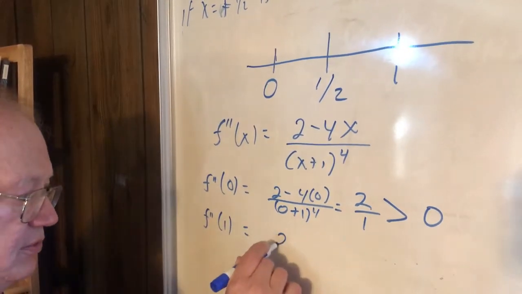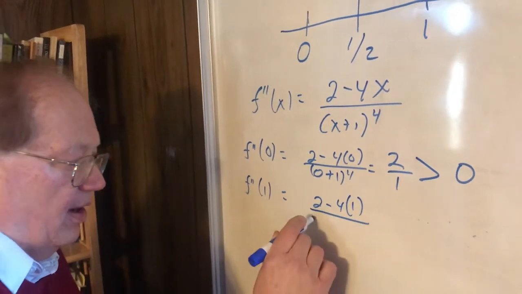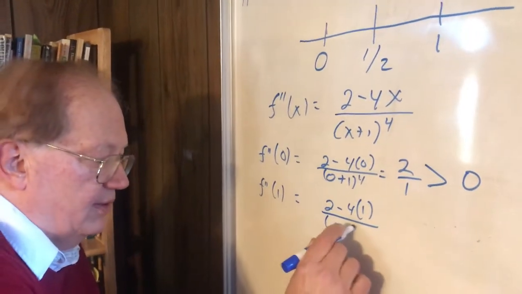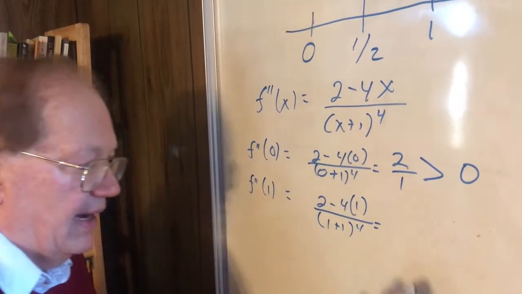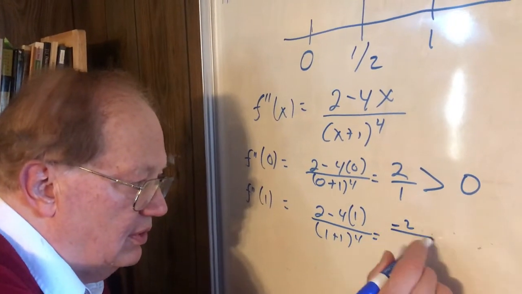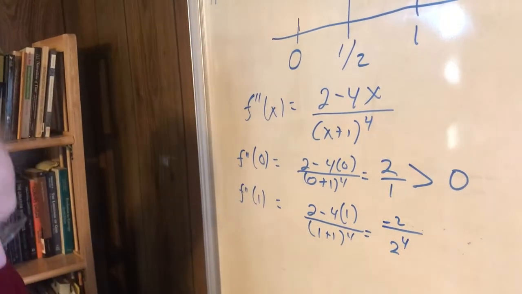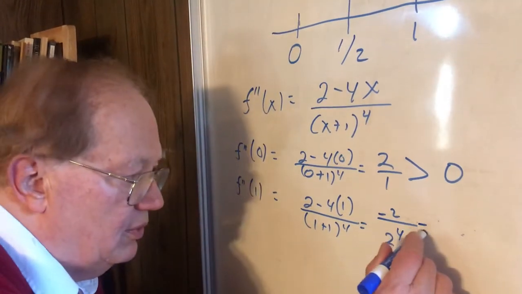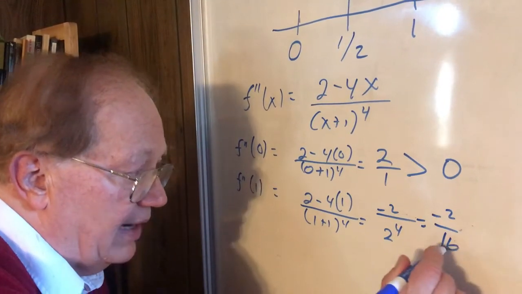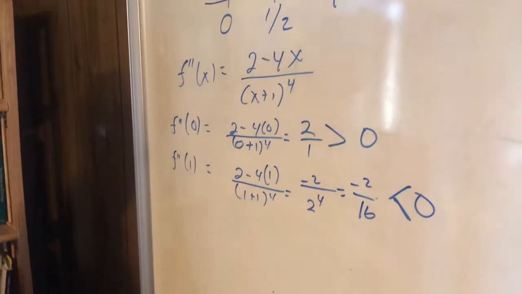Now let's do f double prime 1. That's going to be 2 minus 4 times 1 divided by 1 plus 1 to the 4th. So that's going to be minus 2 over 2 to the 4th, right? So what you're going to get is minus 2 over 16, but I don't care about that. I just care about the fact that it's less than 0.